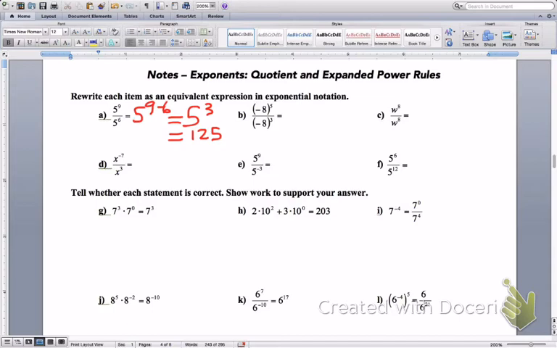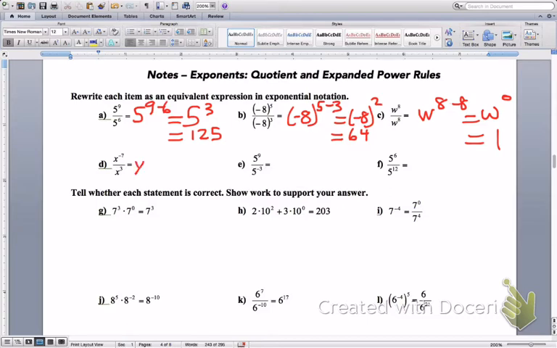Next one, we have the same base, negative 8, which means we can subtract 5 and 3, which simplifies to negative 8 to the power of 2. This one we can also simplify. Negative 8 times negative 8 is positive 64. Same thing for the next one, same base w. We can subtract 8 minus 8. That gives me w to the 0. Anything to the 0 power is always 1.